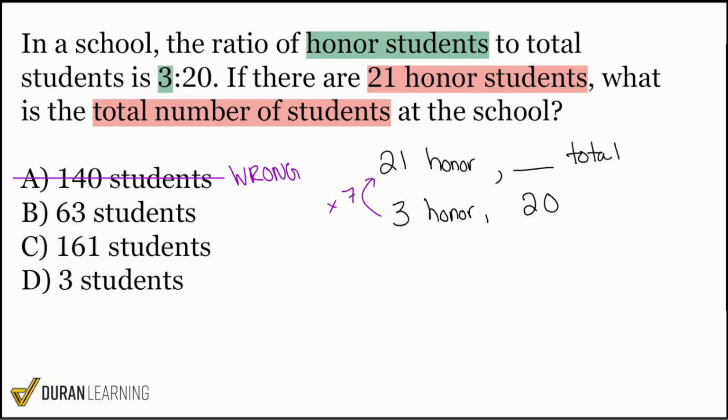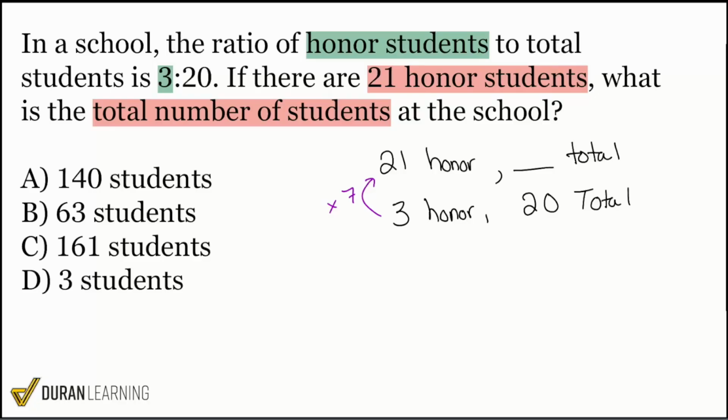Everybody, read it again. This says honor students, not to regular students. This says honor students to total. So we're actually good. So boom, this actually does already represent the total. So if you already had the 140, guess what? It's actually correct. If you added the 21 back into the 140, 161, that's incorrect. Look at this. Everybody, let me help you get rid of that confusion.